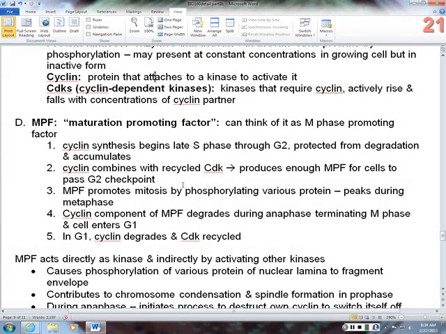So it's basically you're growing enough of this protein and enzyme that will come together that once you reach a certain threshold, your cell will say, okay, we've got enough of this, it's okay to move past the checkpoint in there. It's going to promote mitosis by phosphorylating various proteins. So we know it peaks during metaphase in there. The cyclin component is going to be degraded during anaphase. So you start to break down the amount of that regulator protein during anaphase.